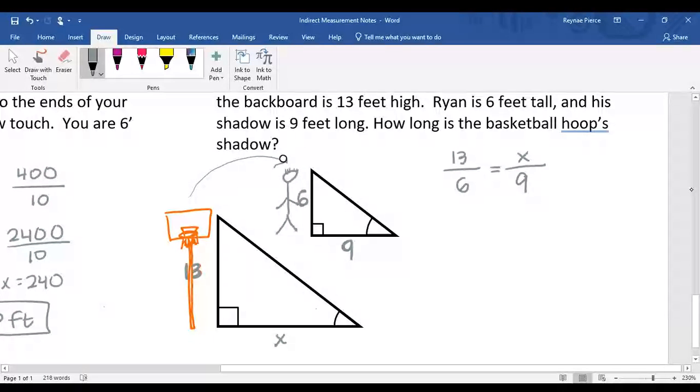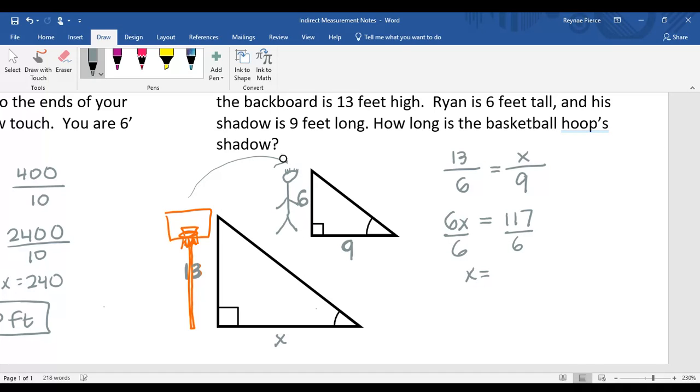So we've got our proportion set up. We're going to do cross multiplication. So 6 times x is 6x. 13 times 9 is 117. And now we divide both sides by 6. X ends up being 19.5. So that means that the basketball hoop shadow is 19.5 feet long.